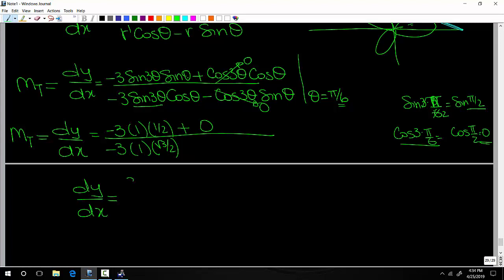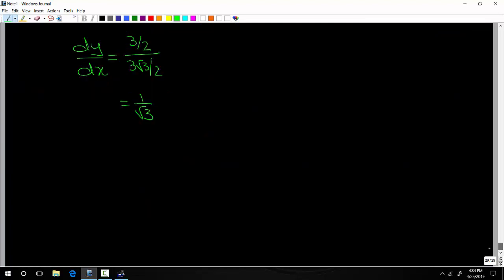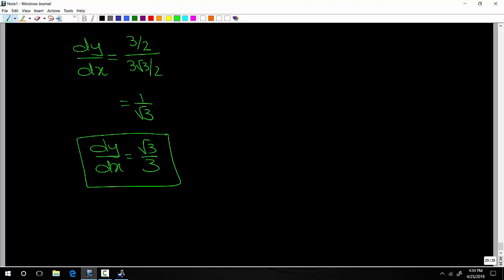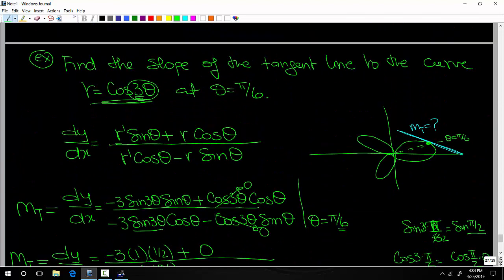On the top, we get 3/2. And on the bottom, we get 3 square root of 3 over 2. The negatives will cancel, and so will the 3's and the 2's. So you'll get 1 over square root of 3, which you can rationalize and write as what? Square root of 3 over 3. Okay. So let's go back up and take a look, my picture is wrong because if you look at this, the tangent line's going down, so the slope would be negative. So let's actually make sure I did this correctly.